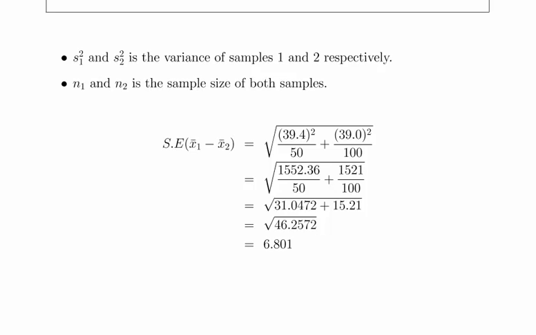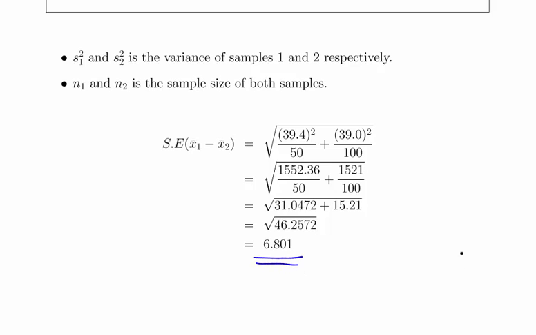1552.36 divided by 50 plus 1521 divided by 100. That works out to be the square root of 31.04 plus 15.21. So let's say that is the square root of 46.25, 26 if you want. You should get a value there close to 6.8.